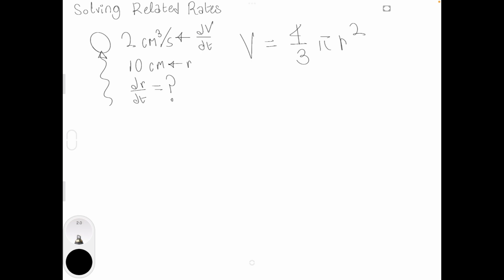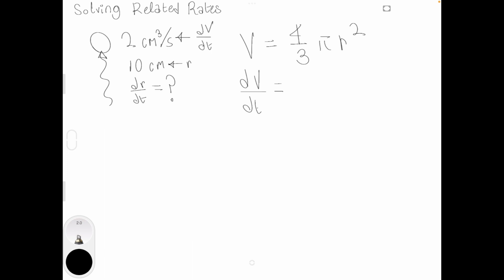We have volume, or at least the rate of change of volume, but we can also solve for the original volume because we have the radius. We have radius and we have the rate of change of radius. So we have to take the derivative of this. Derivative of v is dv over dt.